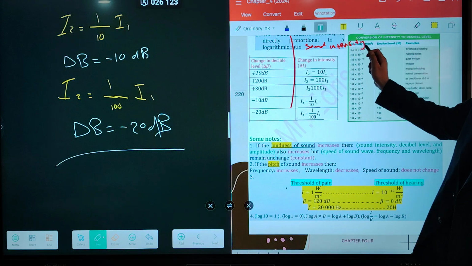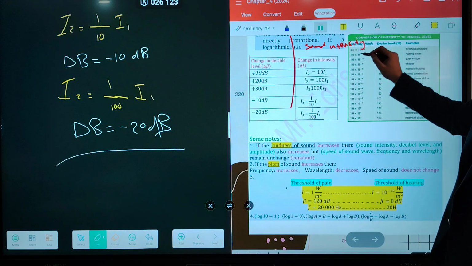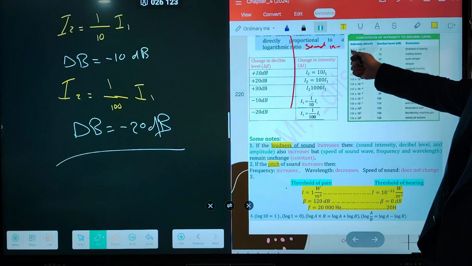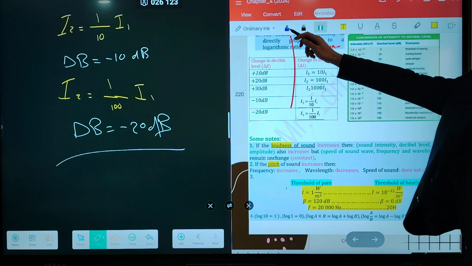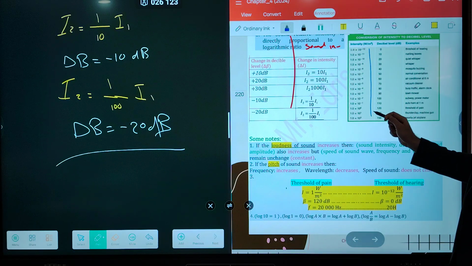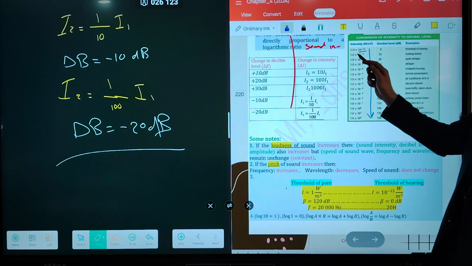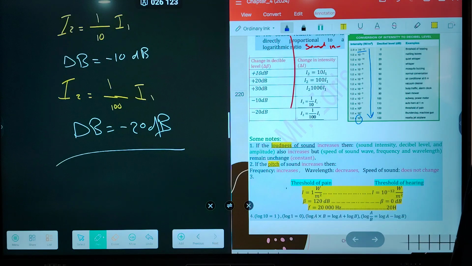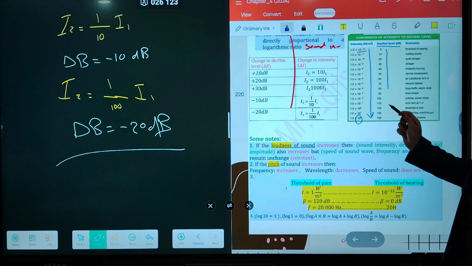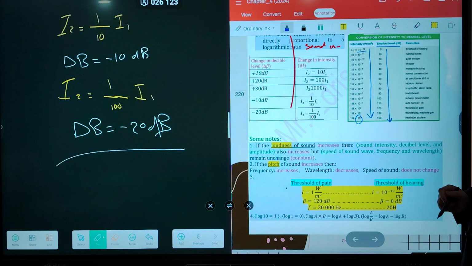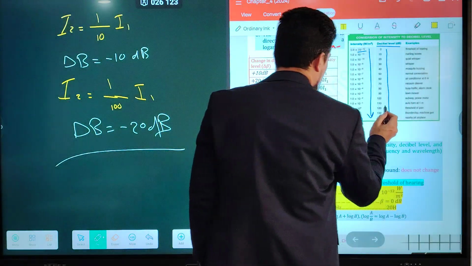Guys, look. What happens to the intensity if you are moving downward? As you can see here, the intensity goes from 10 power negative 12 to 10 power 3. This increase is very, very big. What happened to the decibel level? 0 to 150.